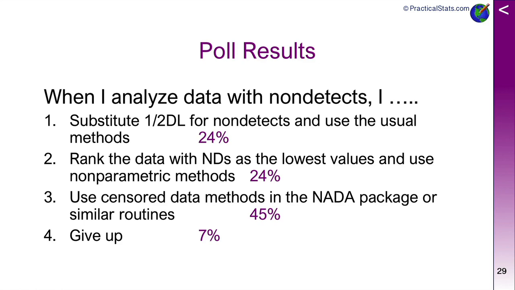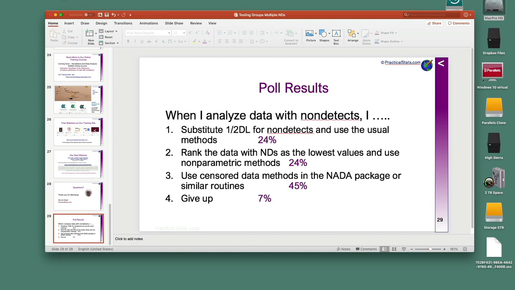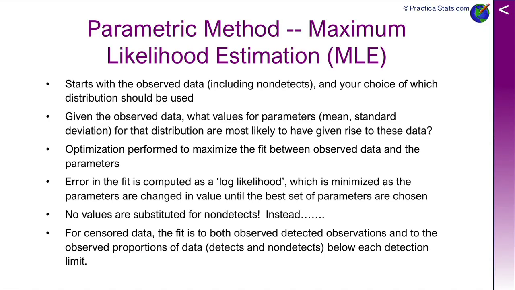So these censored procedures have advantage over both of the first two, and they certainly do have an advantage over giving up. There weren't too many people, but there were a few that were honest and said they gave up. And that's certainly understandable, except that these days there are methods to handle this. So we're going to talk about them right now.